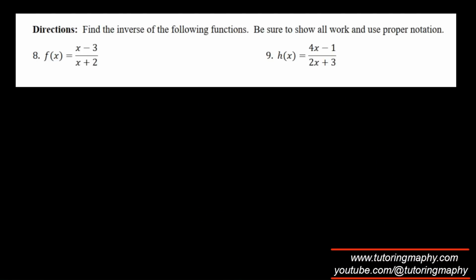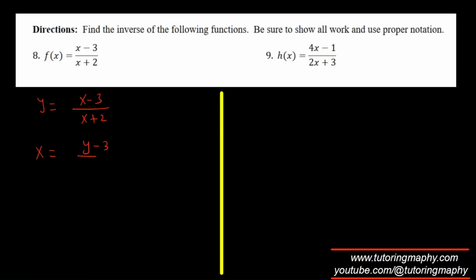More questions, similar approach, I believe. Nothing fancy here. So I'm just going to replace first f of x with y. So y is equal to x minus 3 over x plus 2. Replace x with y, y with x. So this is how it's going to look. Cross multiply. So x times y plus 2 is equal to y minus 3. Distribute the x. So xy plus 2x is equal to y minus 3.